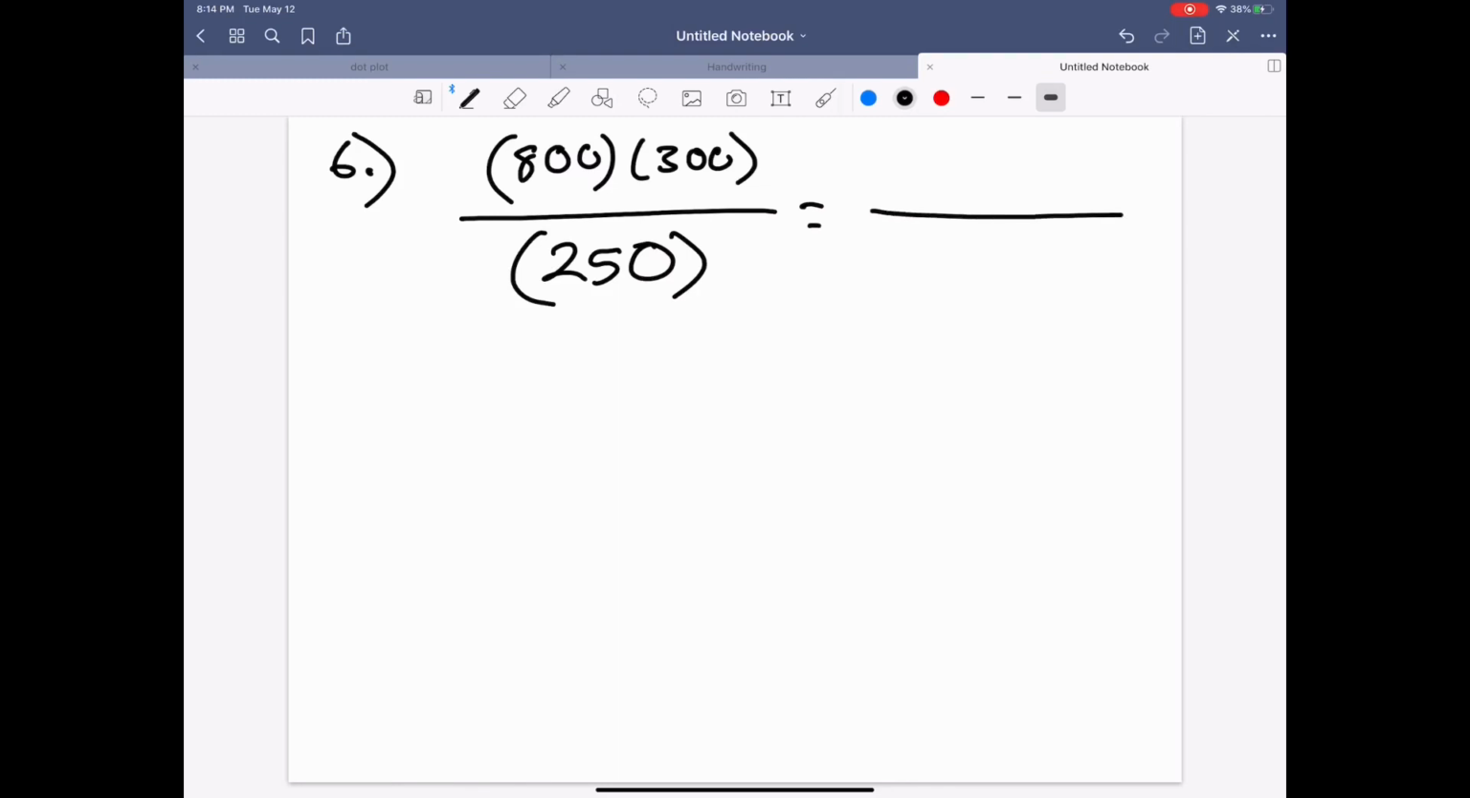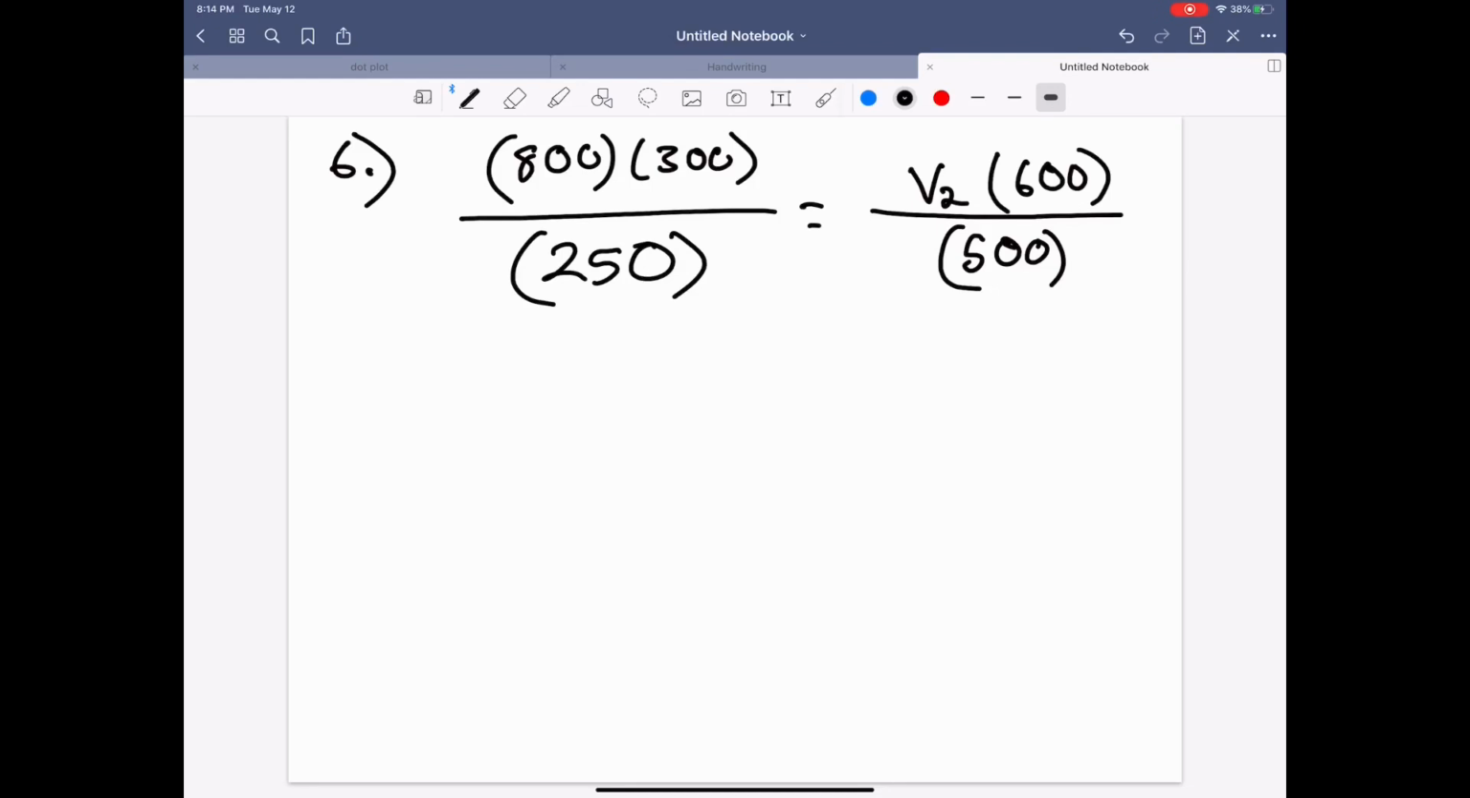Now on the other side, we don't know the new volume, but we know the pressure has gone from 300 all the way up to 600. And the temperature has risen all the way to 500.